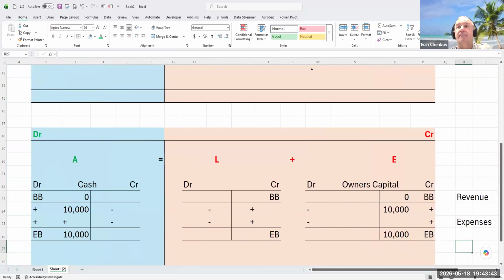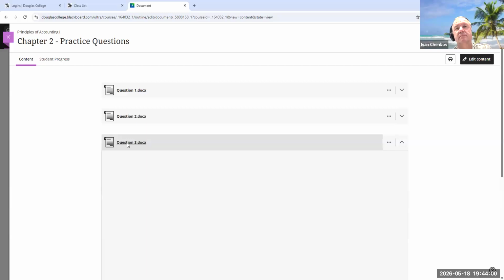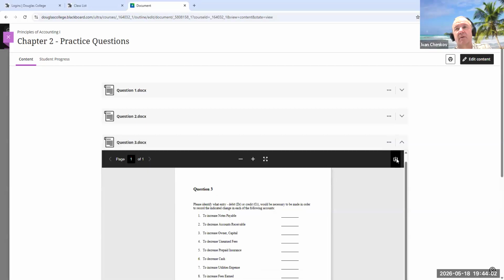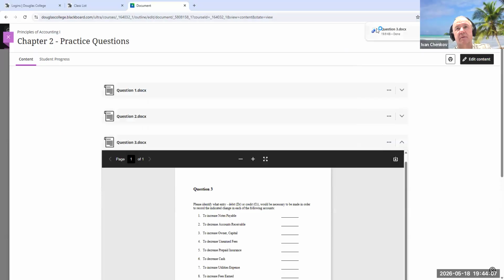Okay, so having this in mind, let's do question 3. Let's go back to Blackboard. From Blackboard, I'm going to crop question 3, download it, open it here on the screen, and start working with it. Share it with you.